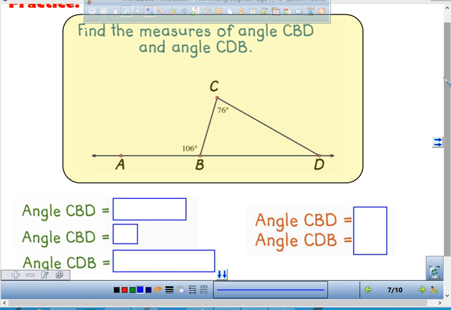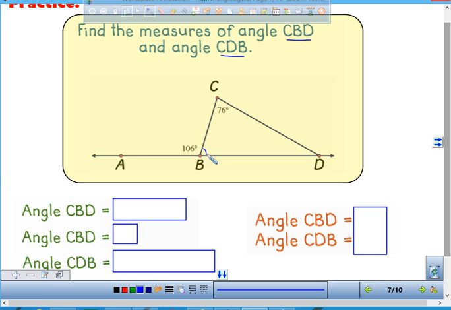Now it says find the measures of CBD and CDB. Now it's a little confusing, but remember how I said we're going to look at angles that are named with three letters. So you have to be able to find CBD. I put my pencil at C, and then I go to what? B, and then I go to D. So what they want me to find is this angle. So really I'm finding B right there.